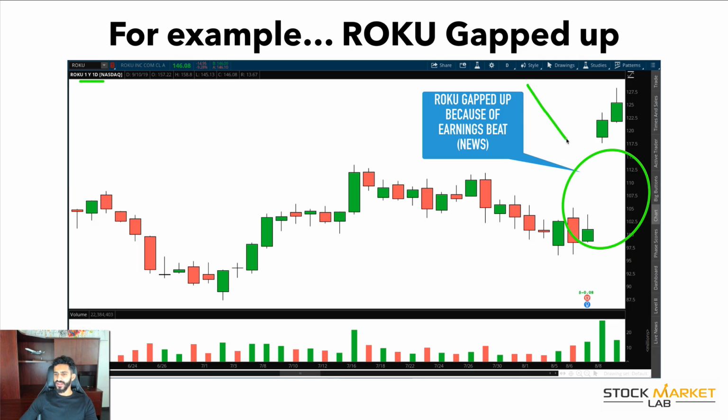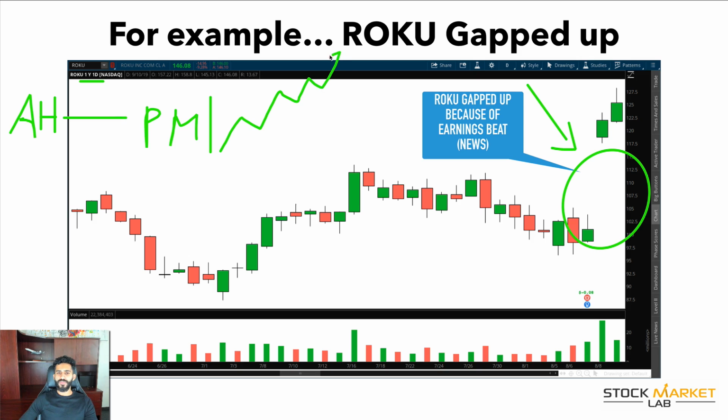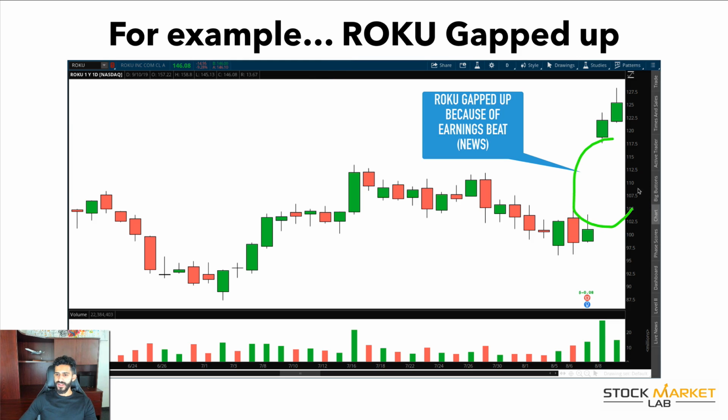The trading activity that happened here happened pre-market, before the market opened, or after hours the day before, right? And because of that, all the trading activity maybe led to a higher price point, which is now causing a gap up. Now, all the trading activity that happened here, I'll show you where it happened. So you can see where the stock opened and where it closed, right?